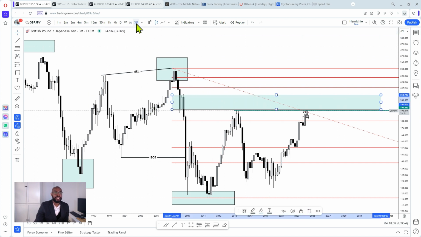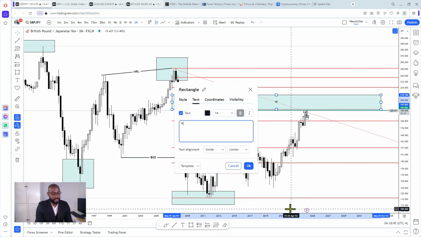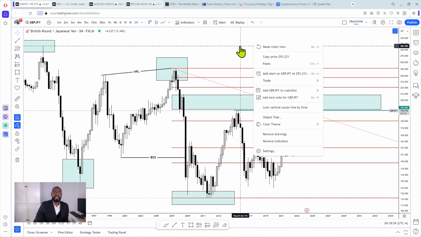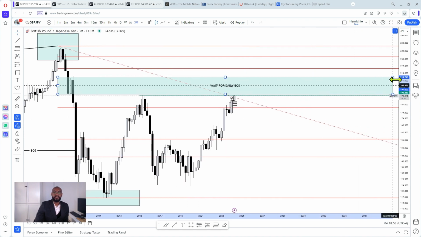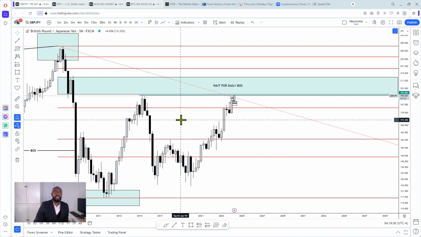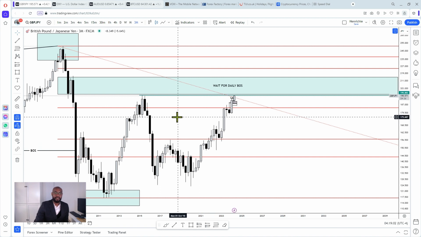And once we're in there, this is a 3 months point of interest. I'll be watching for a daily break of structure. So if I do see a daily break of structure from this key level, then I'll be looking for sales on GBPJPY. But if I don't see that, then I'm just going to be on the sideline.